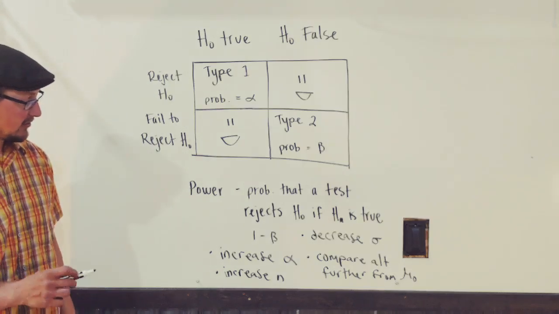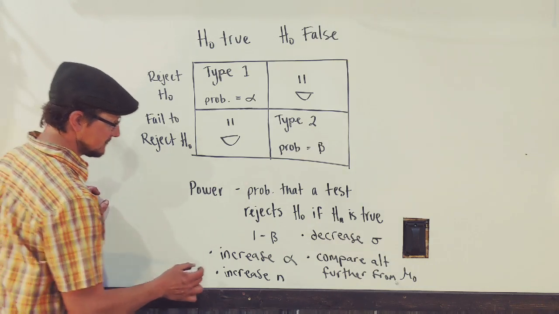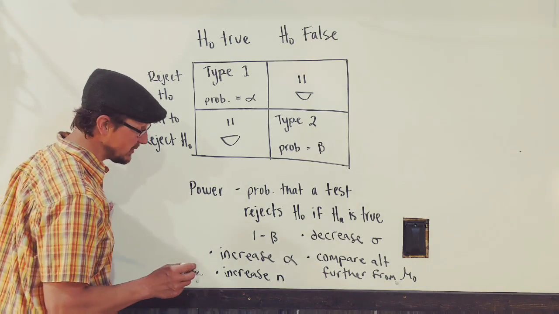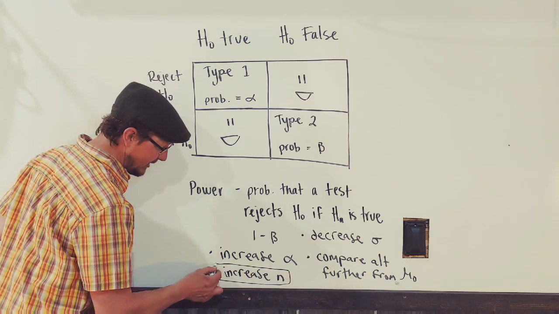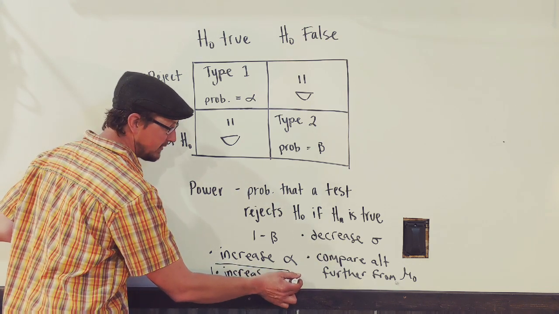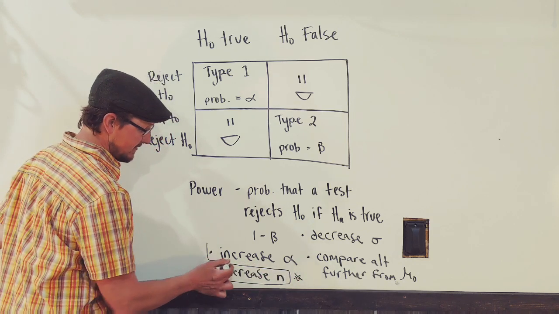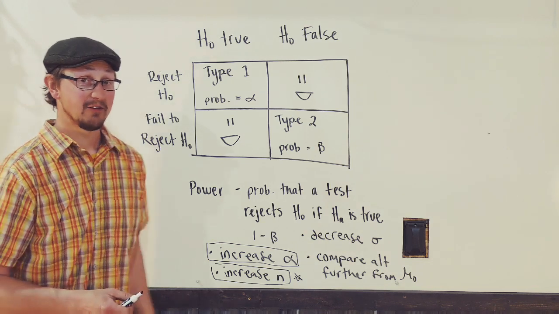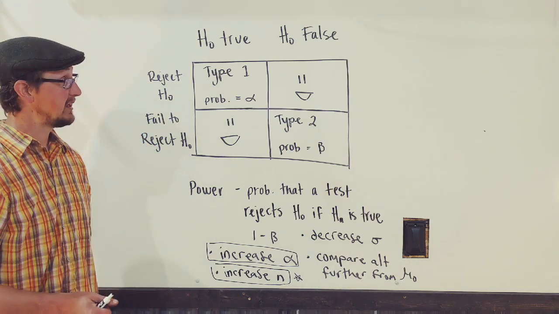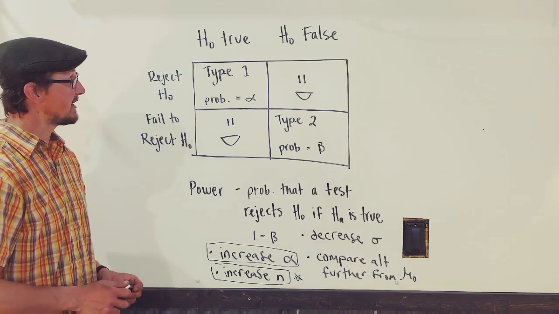So the big ones here, the two things that you can actually do in practice is increase your sample size. That's probably number one. And number two, increase your significance level. So be a little bit more willing to make a type 1 error.